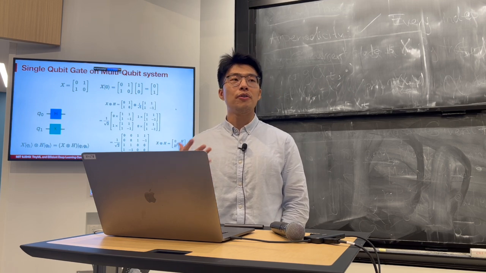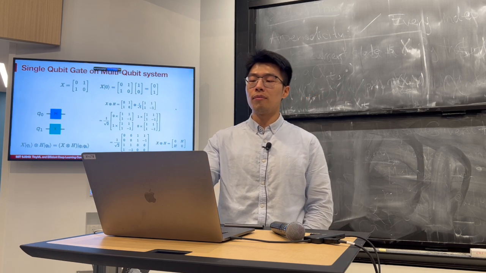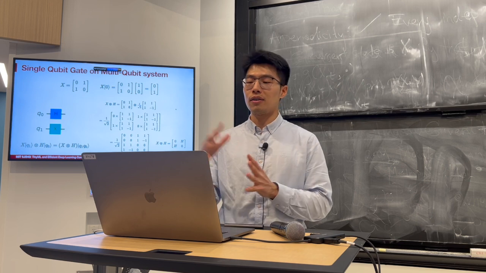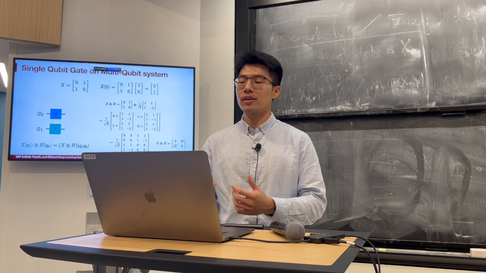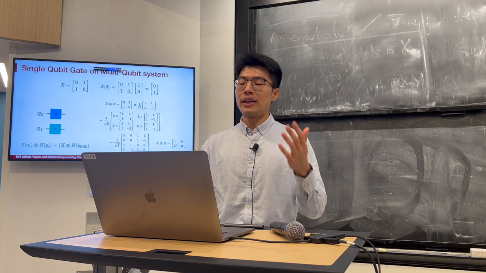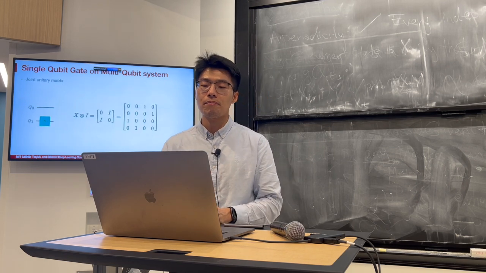In order to compute the overall effect of this H gate and this X gate, we can perform the Kronecker product between the X matrix and the Hadamard matrix. We obtain this overall computation matrix of size 4x4, and then we can compute what would be the final state after applying these 2 gates to 2 qubits.